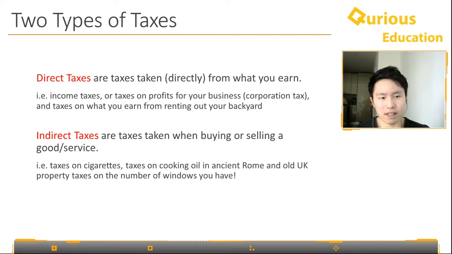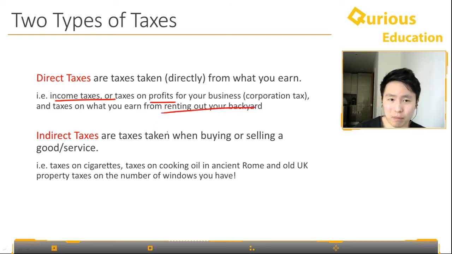If there are any taxes on your incomes or even on profits, then that would be direct taxes. Or if you rent out your backyard or your property, that would also be direct taxes.